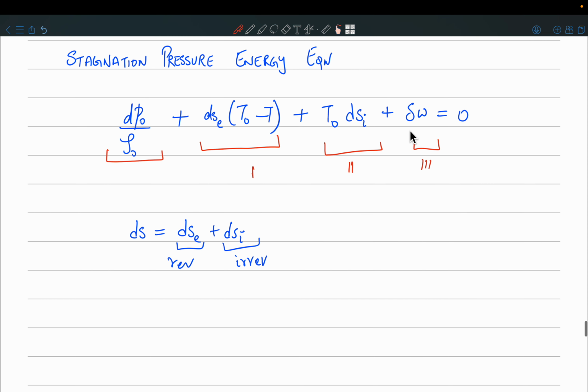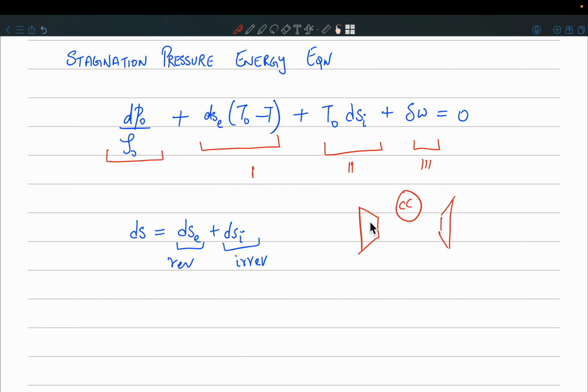Are you understanding this? If there is a turbine, there is work being extracted. If there is a compressor, work is being added. So again, the stagnation pressure should change. If combustion is happening, there is heat being added, then the stagnation pressure should ideally change. Understood?